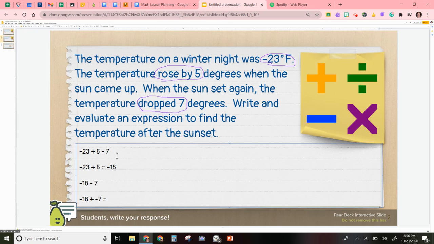I see addition and I see two signs that are the same. So I know that we keep the sign and we add. Negative 18 plus negative 7 is negative 25. So the temperature after sunset is negative 25 degrees.